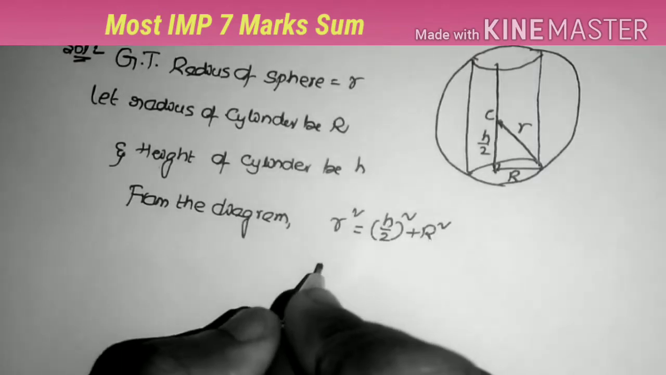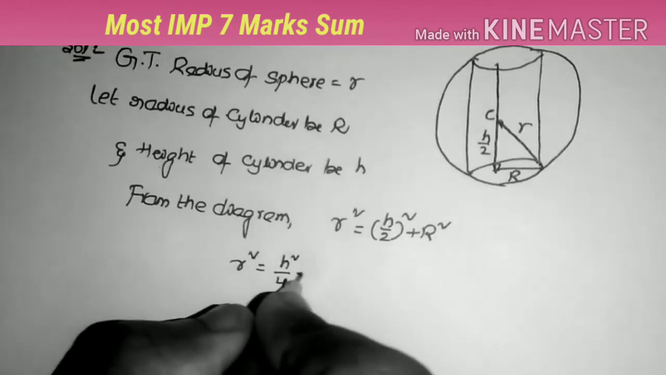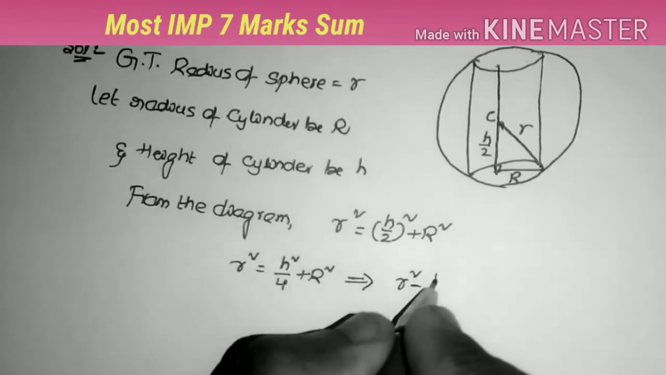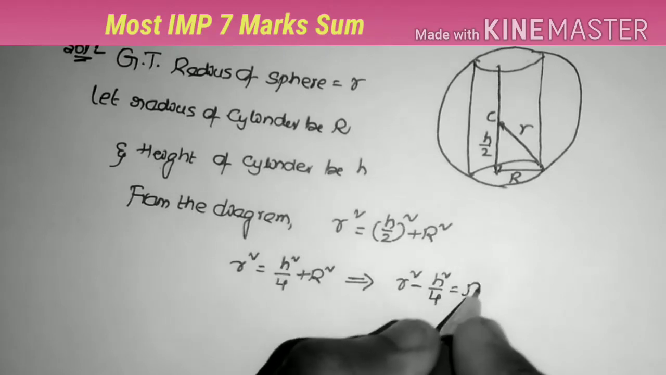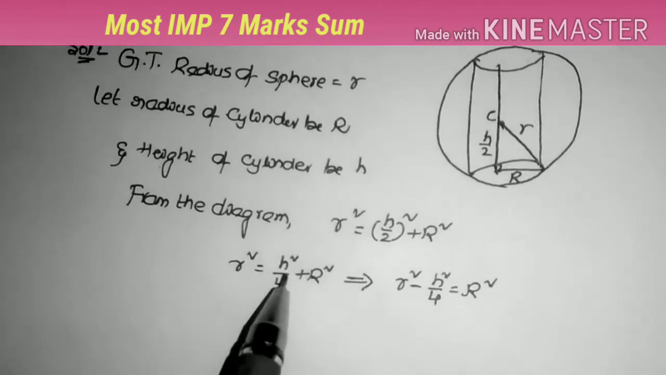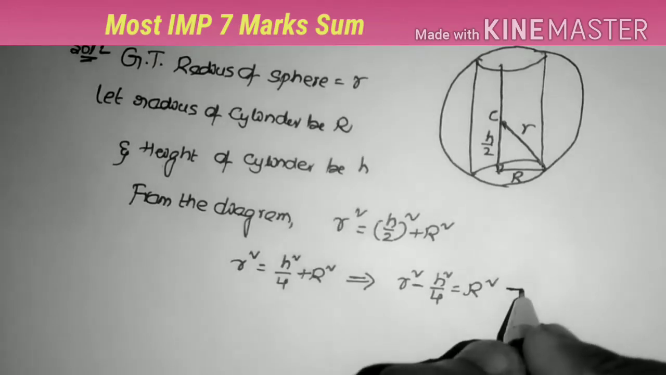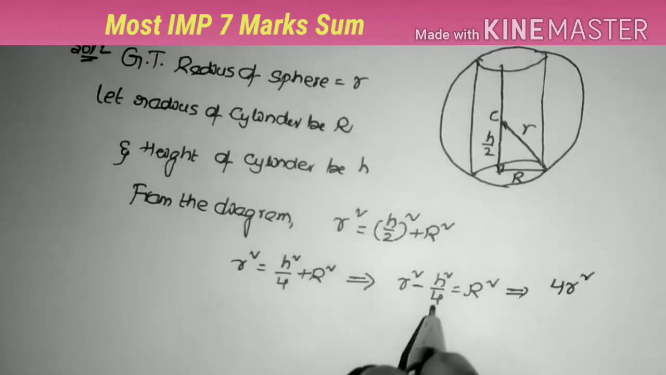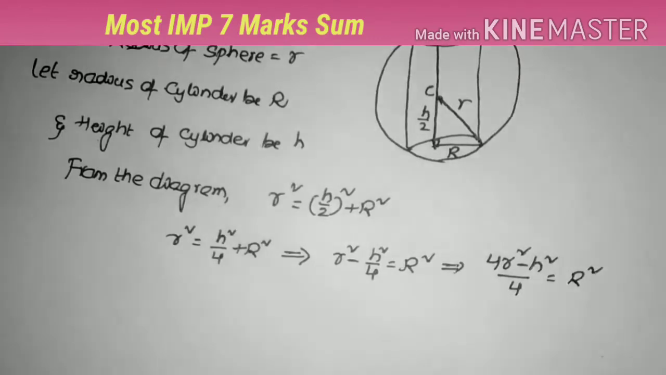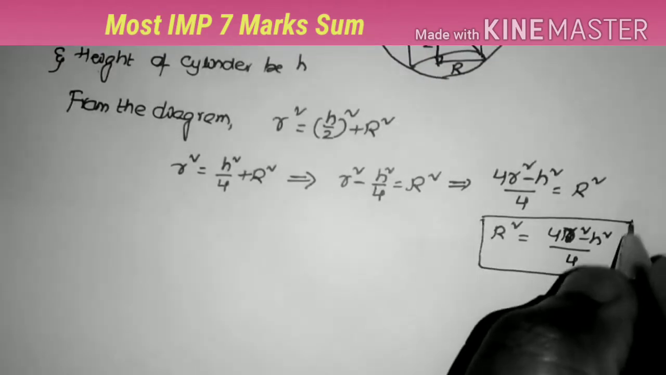From this equation we take the value of capital R. r square is equal to h square by 4 plus R square, which implies R square is equal to r square minus h square by 4, since h by 2 whole square is equal to h square by 4. Now taking LCM, R square is equal to 4r square minus h square by 4. This is the value of R square.